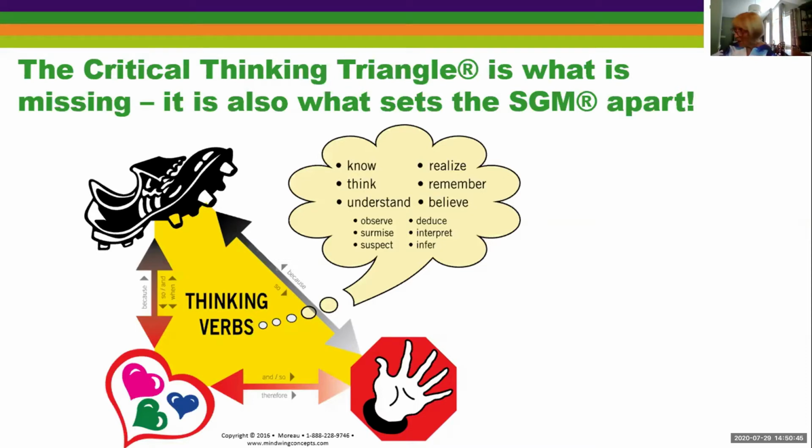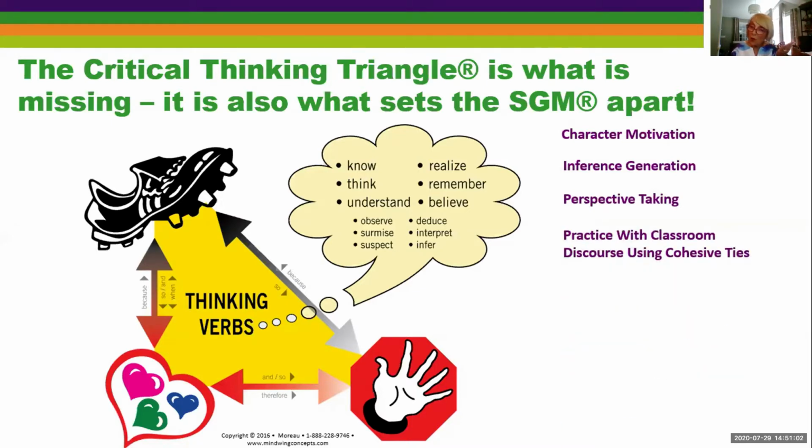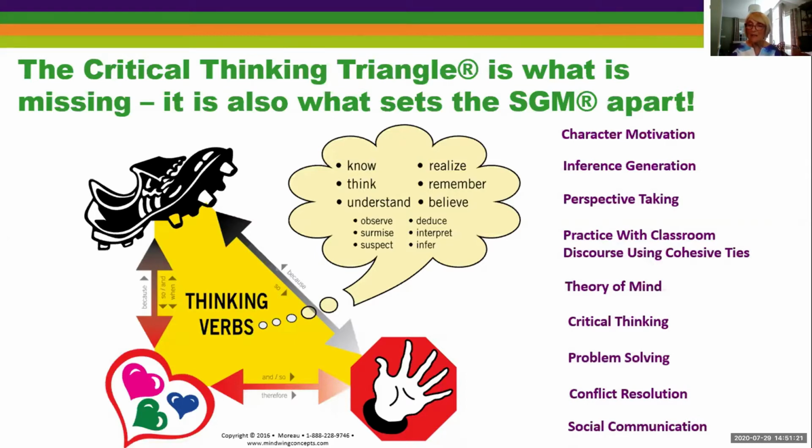So ultimately, what do we want? We want oral language sentences that reflect thoughts. This is good for character motivation, for inference generation, perspective taking, because of course, there may be a kickoff, but definitely there are going to be different feelings and thoughts about that kickoff. We could have practice, theory of mind, critical thinking, problem solving, conflict resolution, and of course, the understanding of this is vital for social communication.